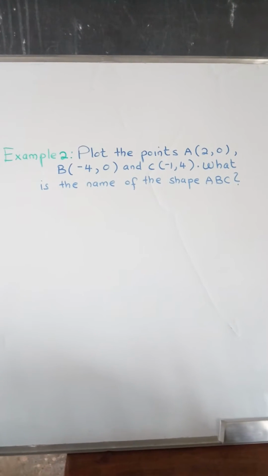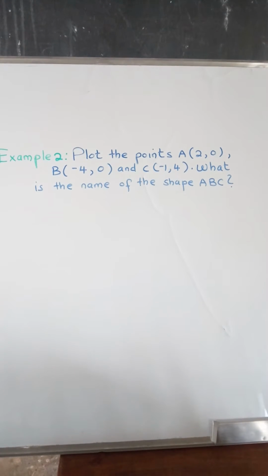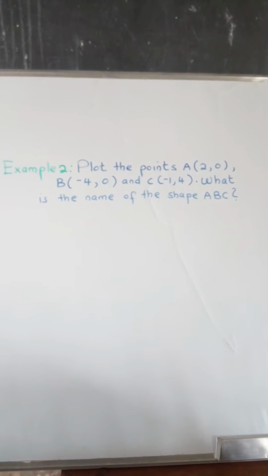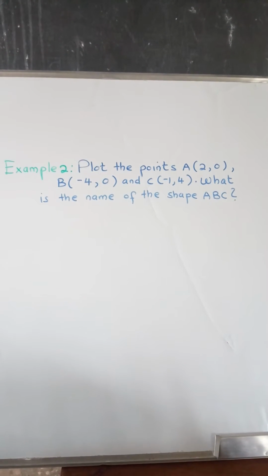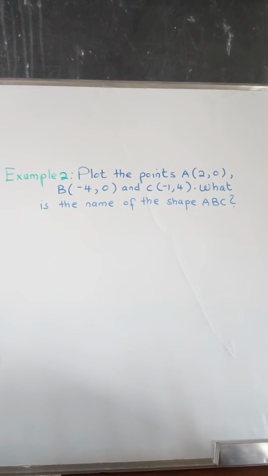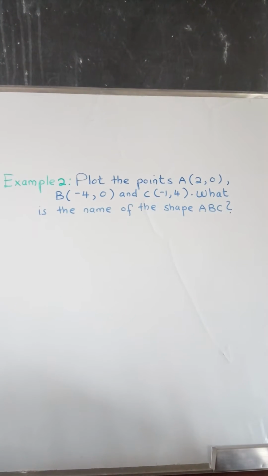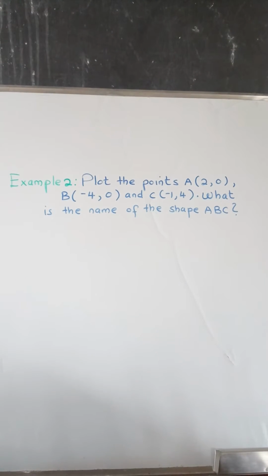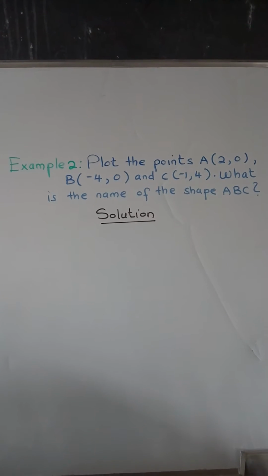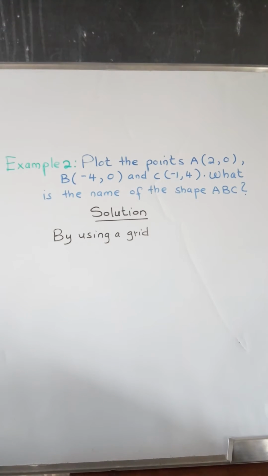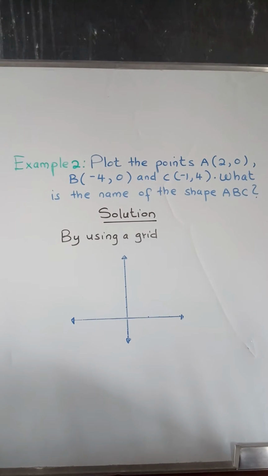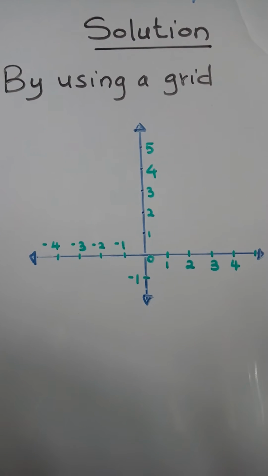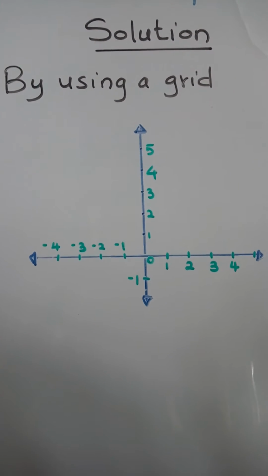Example number 2. Plot the points A, which is (2, 0), B, which is (-4, 0), and C, which is (-1, 4). What is the name of the shape ABC? Solution. By using a grid, we have to plot the points on a grid.